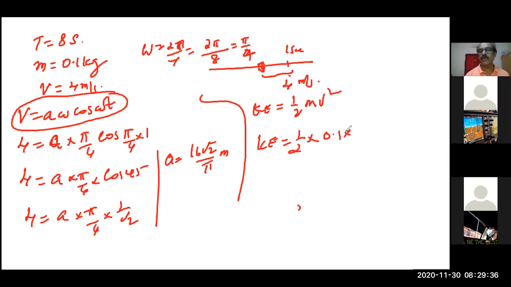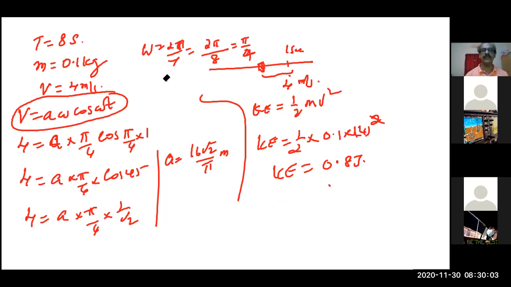Four, so 4 squared. That is kinetic energy. Kinetic energy is 0.4 squared. Kinetic energy is 0.8 joule will come. Now potential energy is half K y squared, but y is not there. Then total energy we find out first.